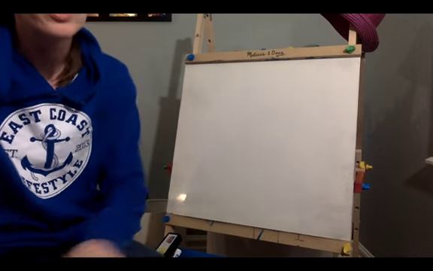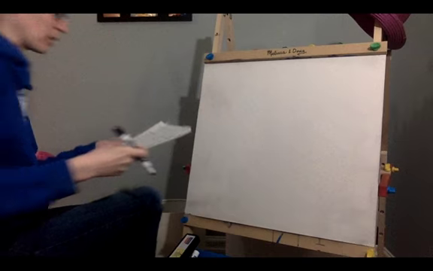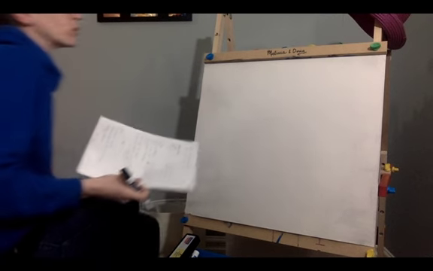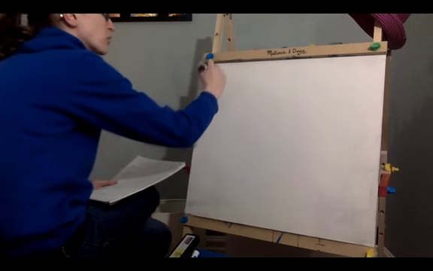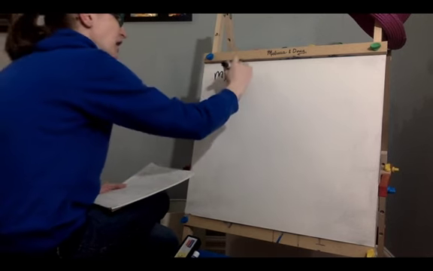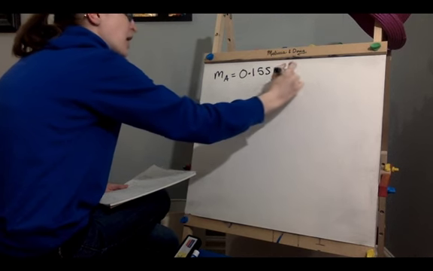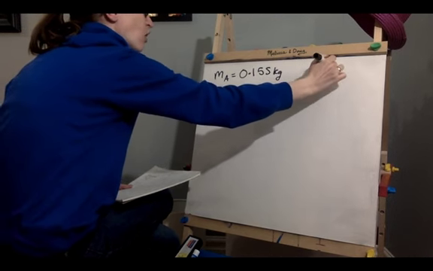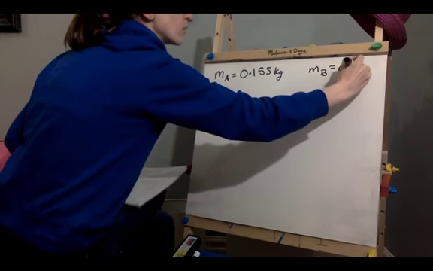So like every other physics problem we've ever done, we start by listing the things that we know, right? We can call the billiard ball A, and we can call the golf ball B. So the mass of A is 0.155 kilograms, and the mass of the golf ball is 0.052 kilograms.